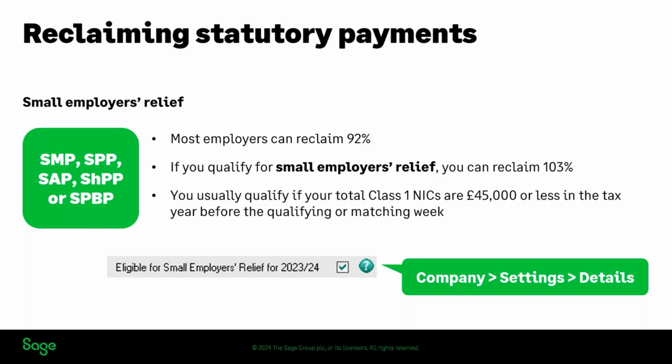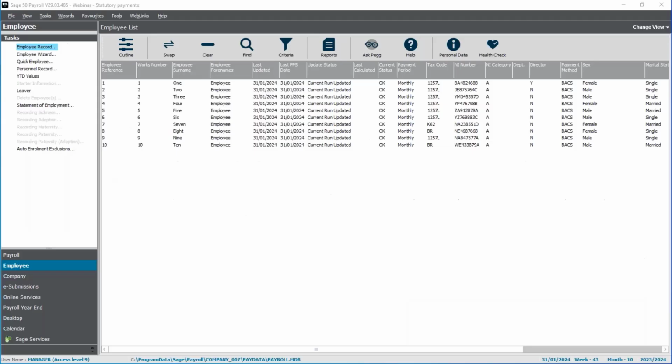So I'm going to quickly show you how to check your total Class 1 national insurance for a previous tax year, and also where to find that small employers relief setting. So if you're at the webinar on Tuesday, it's the same steps that we showed you there, but just as a recap, first thing I'm going to do is check the total national insurance for a previous tax year.